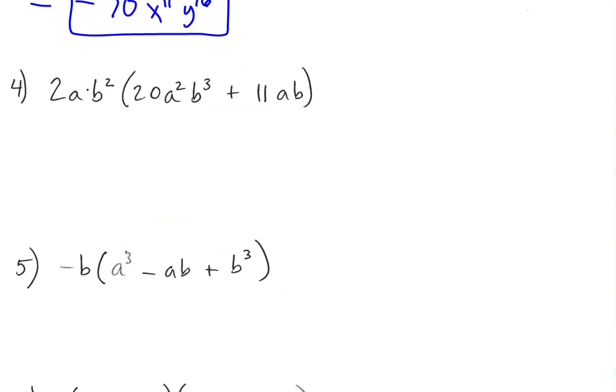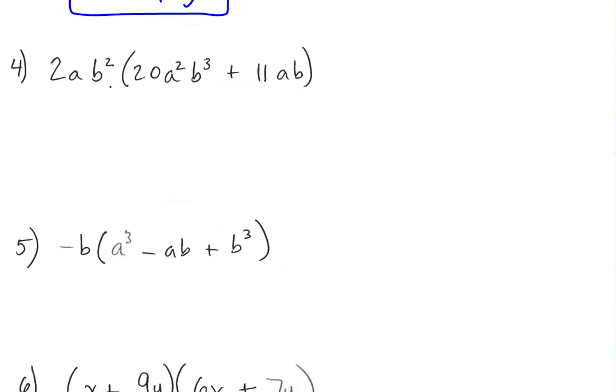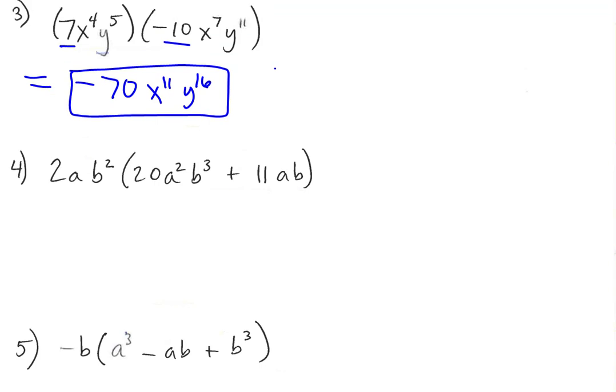Our next example starts with a 2ab squared out in front of a set of parentheses, which contain 20a squared b cubed plus 11ab. Now in this case, we don't have all multiplication like we did in the previous example, because I have a plus sign with something on either side of it in that second set of parentheses, which means we would actually have to distribute the 2ab squared that's out in front of the parentheses into both of those terms inside. When we do that, we can use all of the exponent rules we know and multiply number with number and base with base that match.